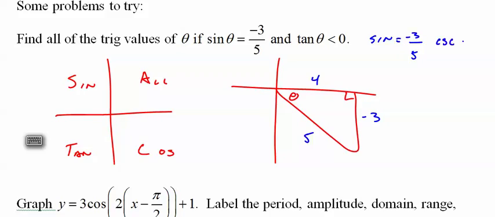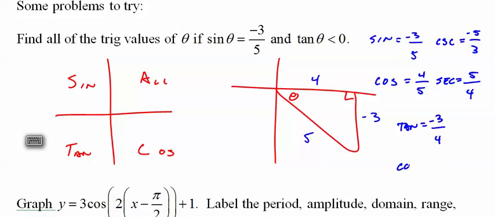Therefore cosecant, notice I'm lazy, I don't write the theta in. Yes, you need to do that on a test, but these are just notes. So cosine is 4/5. Secant is 5/4. Tangent is negative 3/4. Cotangent is negative 4/3. That's all the trig values. Old stuff for those of you from pre-calculus.